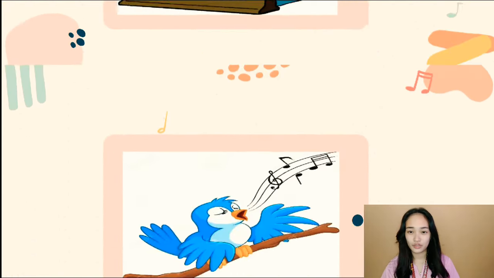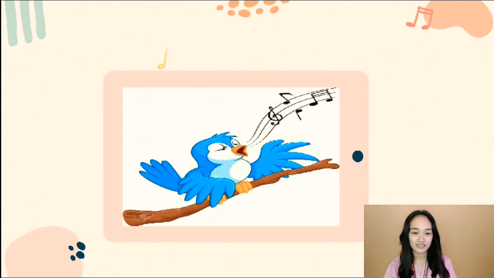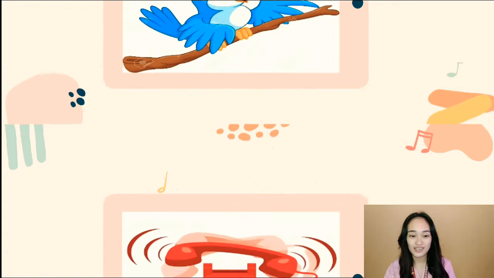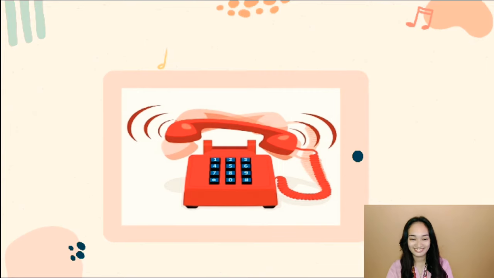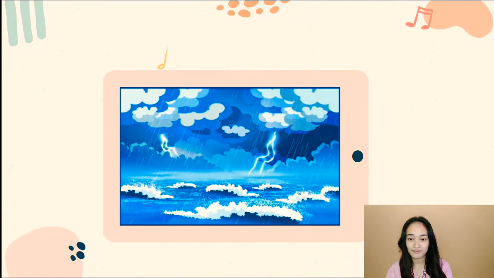And for the next picture, yes, Lauren, you're acknowledged. Good job. The picture indicates sound because the picture shows the bird is singing. And for the next picture, yes, Perna, you're acknowledged. Good job. It indicates sound also because the telephone is ringing. For the next picture, you're acknowledged, Crystal. Great! The picture indicates sound because of the thunder, the rain, and the waves of the ocean.